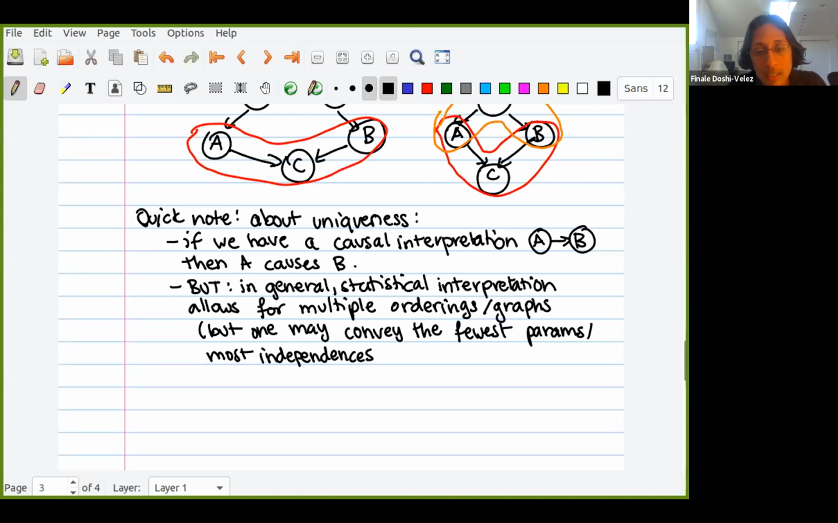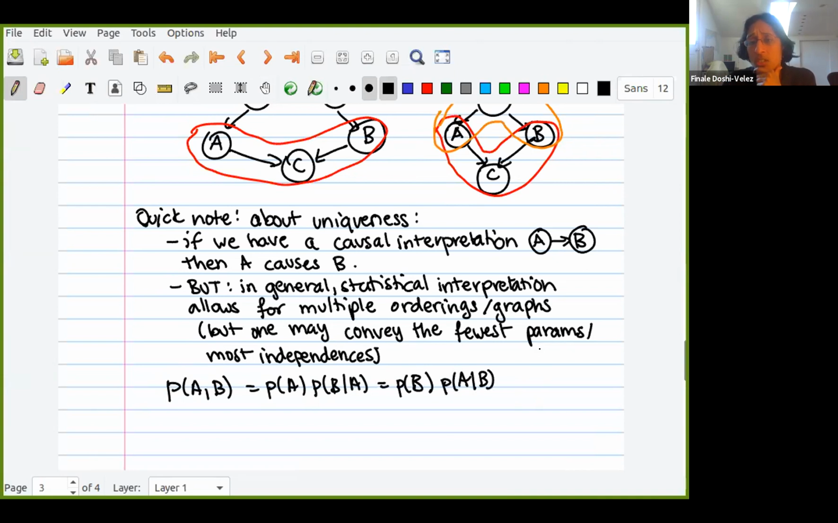So the thing that I'm trying to say here is that when you have a graph, it's just a statistical tool, right? It's telling me how to write down that joint probability distribution. So remember that I can always write P of A, B as P of A, P of B given A, or P of B, P of A given B, right? This is just factorizations, conditional probabilities. So, what is special about writing a graph in a particular way? It's about these independence relations, which correspond to parameters, number of parameters.